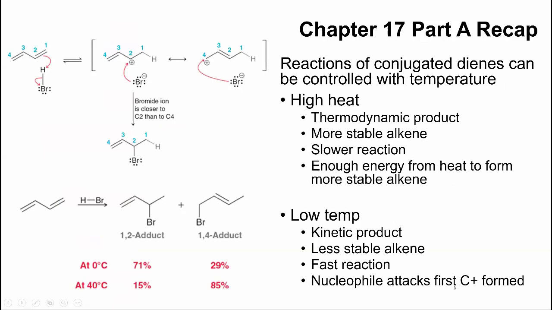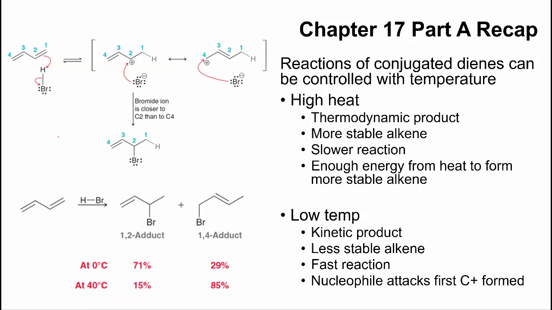We can do different reactions with conjugated dienes where we can control them with the temperature, which is one of the things that you'll be looking at in lab. So with high heat, you're going to get the thermodynamic product, which is a more stable alkene. It's also a slower reaction because it can take its time with that extra energy to produce the more stable product.